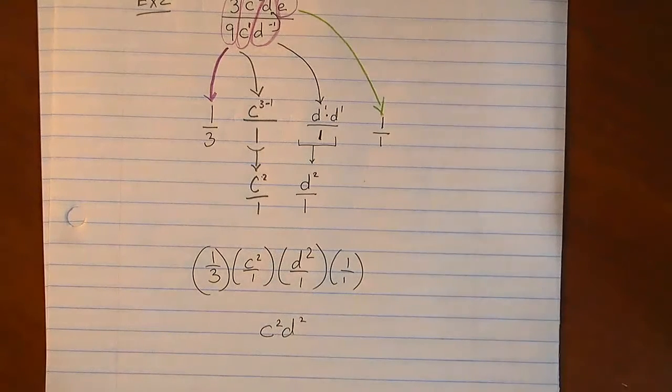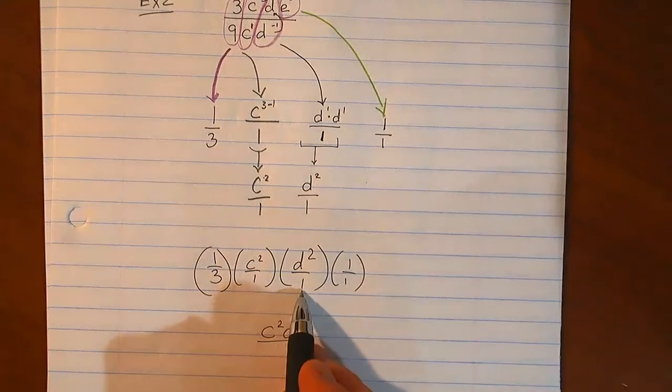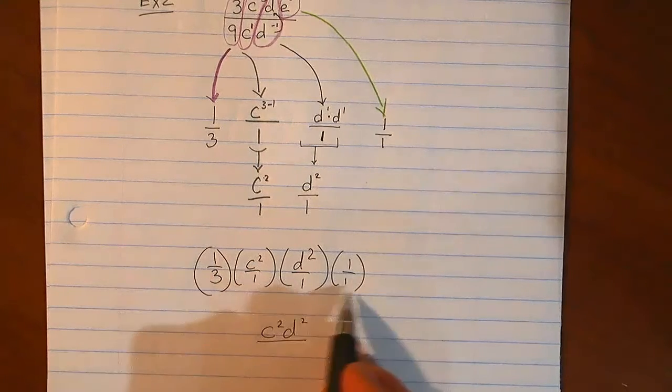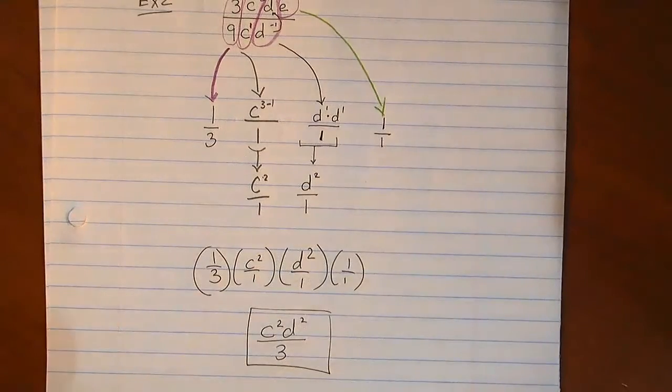It's like the ones kind of just disappear, all right? In the bottom, 3 times 1 equals 3, 3 times 1 equals 3, 3 times 1 equals 3. So that whole bottom just becomes a 3. And there is my final answer, okay?